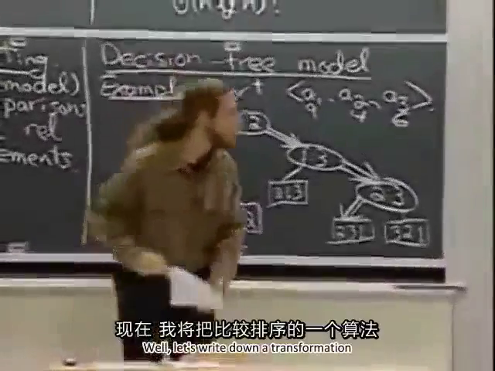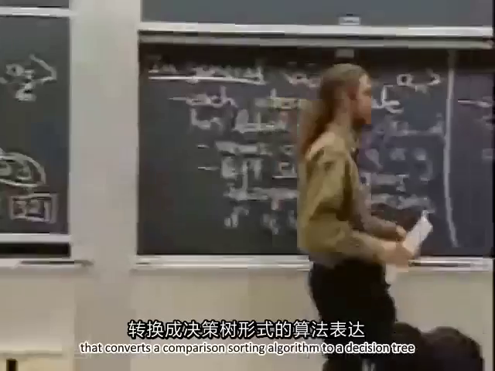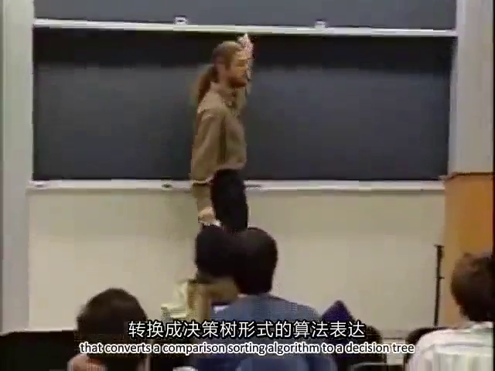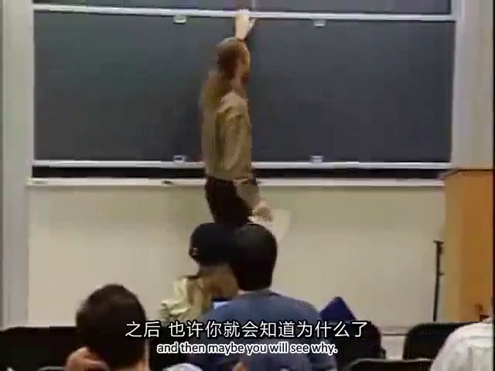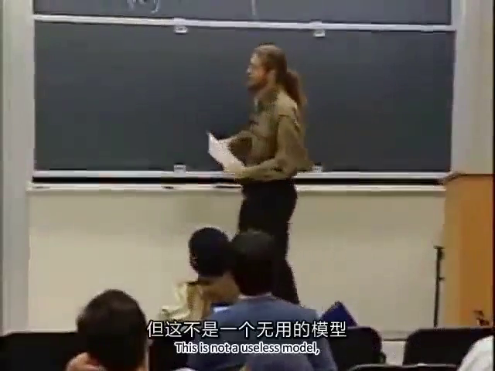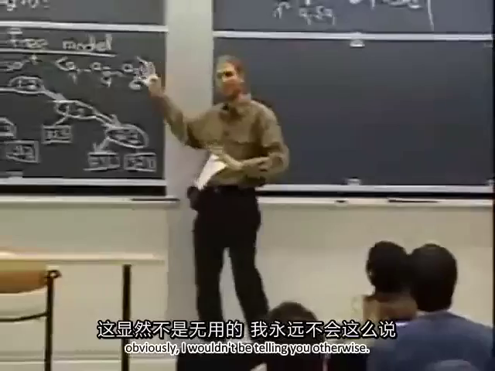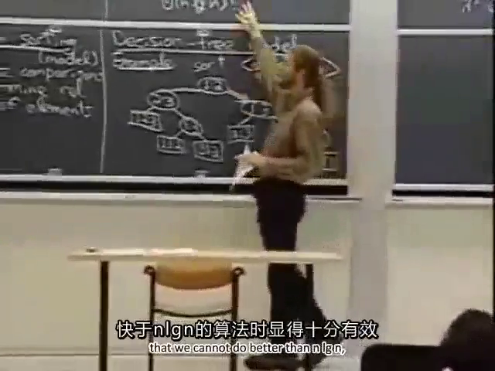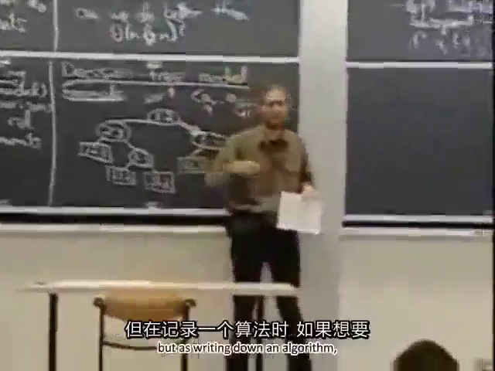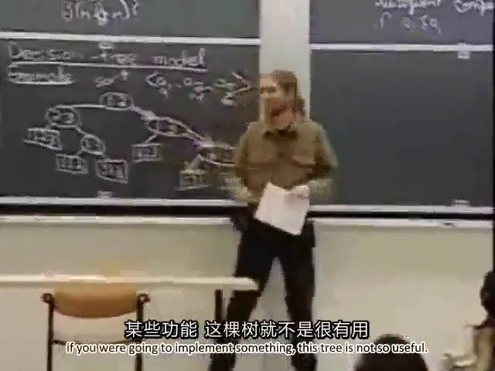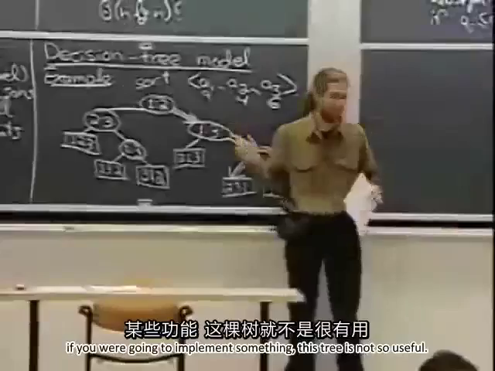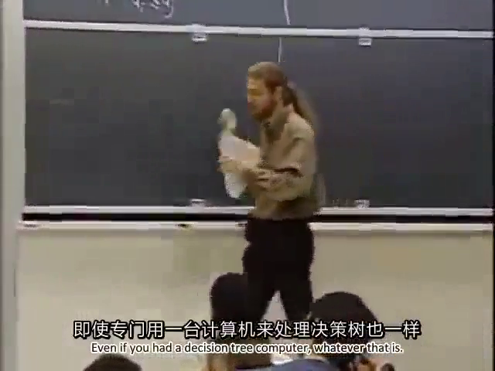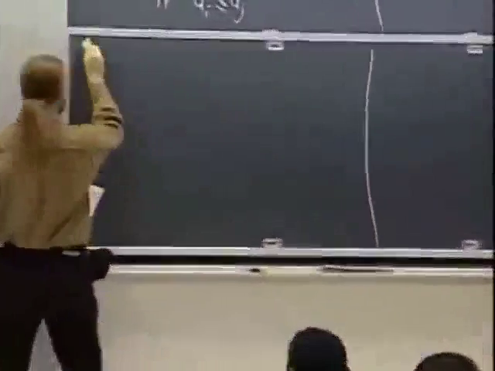Okay, well let's write down a transformation that converts a comparison sorting algorithm to a decision tree. And then maybe you'll see why this is not a useless model. Obviously, I wouldn't be telling you otherwise. It will be very powerful for proving that we can't do better than n log n. But as writing down an algorithm, if you're going to implement something, this tree is not so useful. Even if you had a decision tree computer, whatever that is.